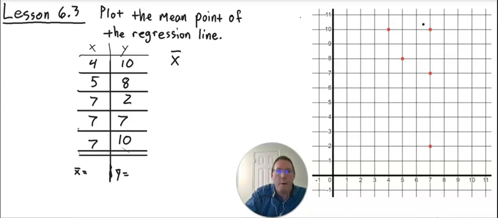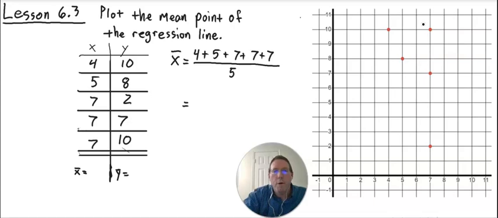And so now let's identify the mean of all the x's and the mean of all the y's. So x bar is going to be equal to 4 plus 5 plus 7 plus 7 plus 7, divided by 5. And so 4 plus 5, that's 9, plus 7 is 16, plus 7 is 23, plus 7 is 30. And so we have 30 divided by 5, which is 6. And so x bar is 6.